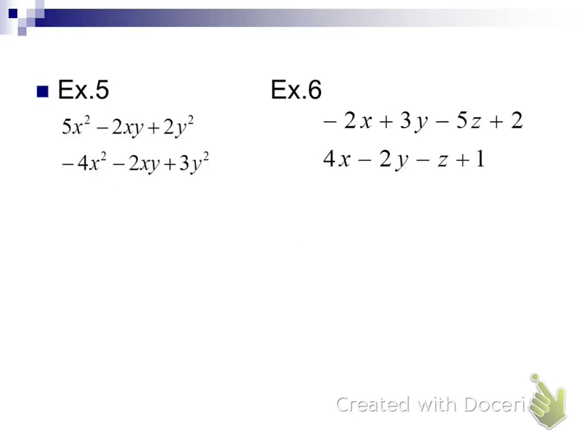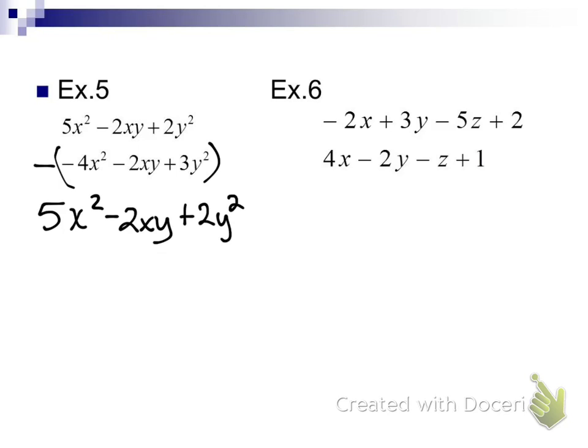All right, let's get back to it. On number 5, remember, we are subtracting the bottom polynomial from the top polynomial. So the top one stays the same. Okay, top one's the same. Natalie, what does the bottom one become?